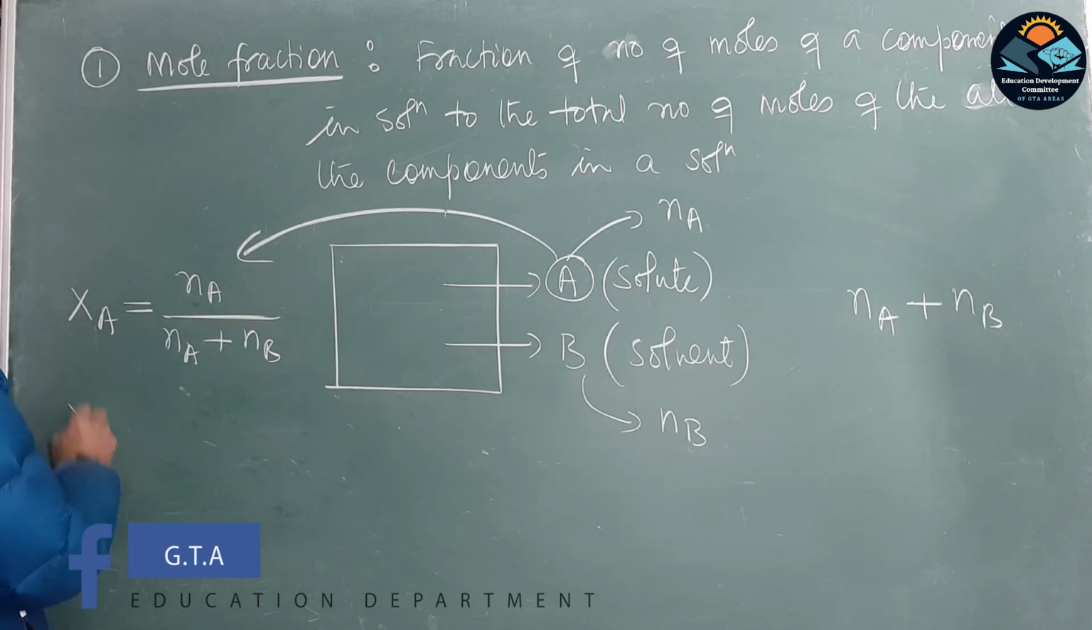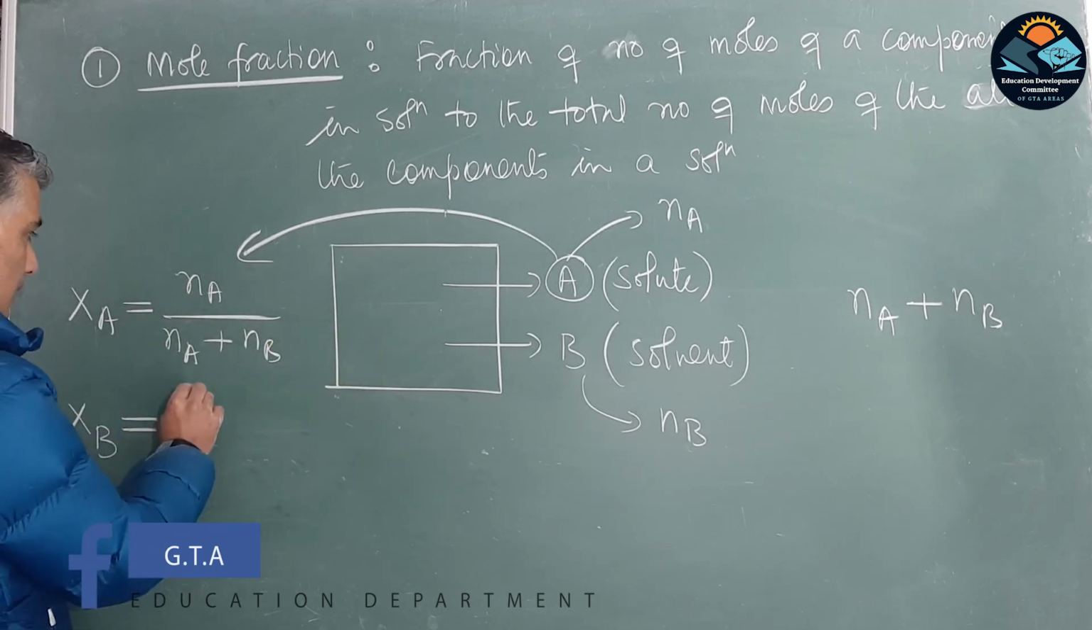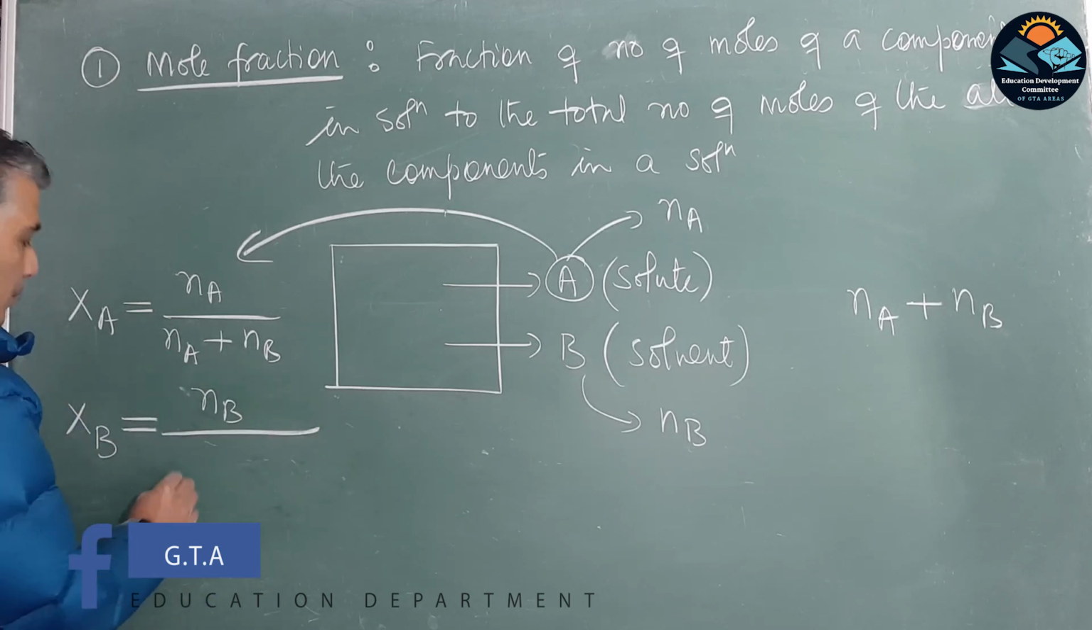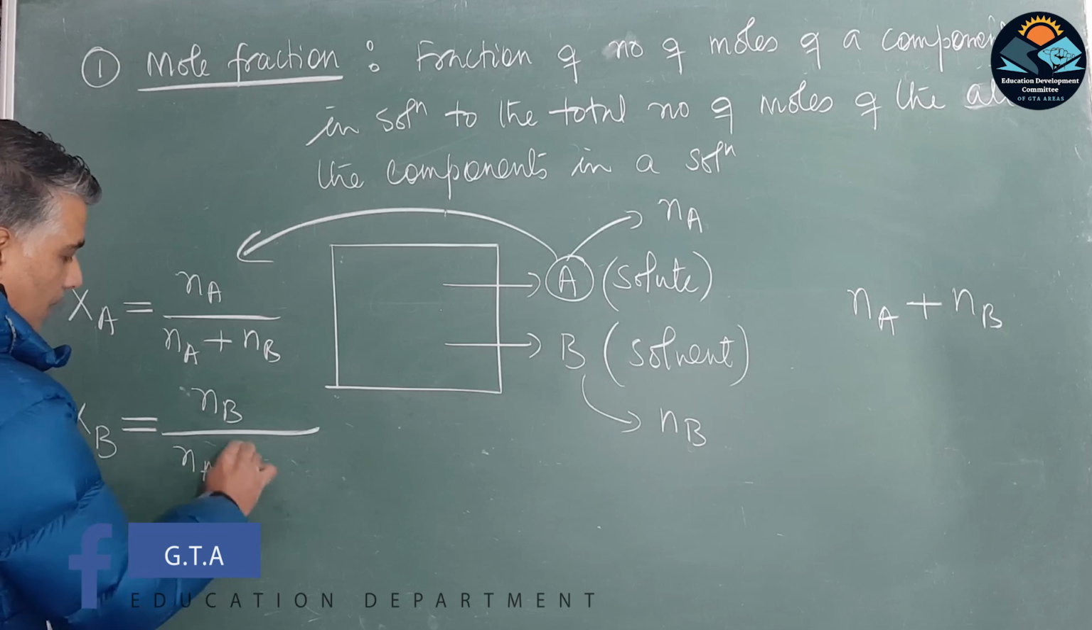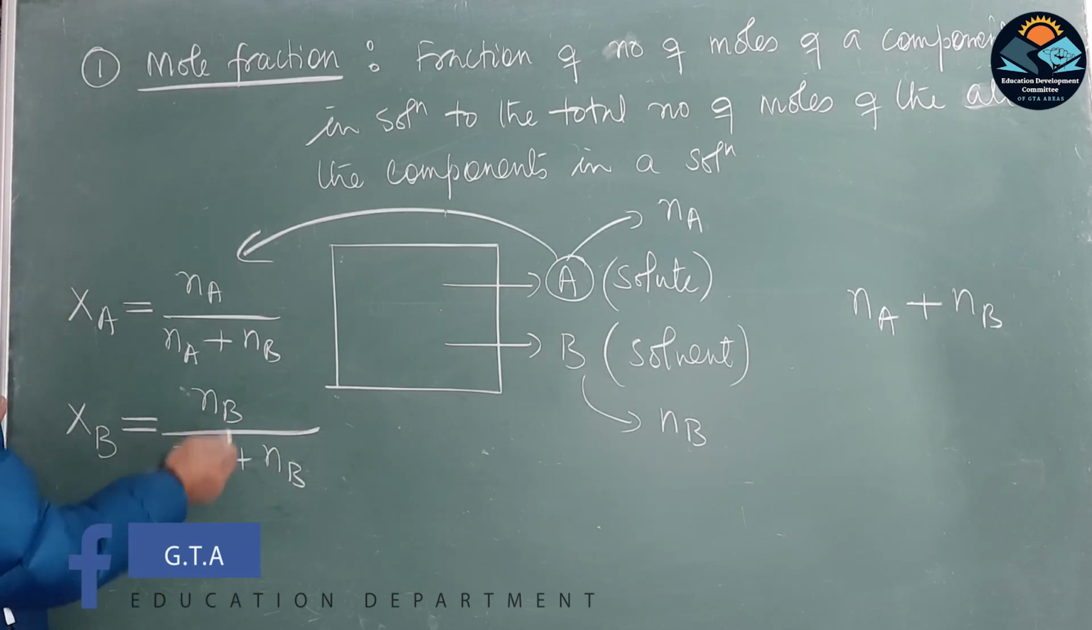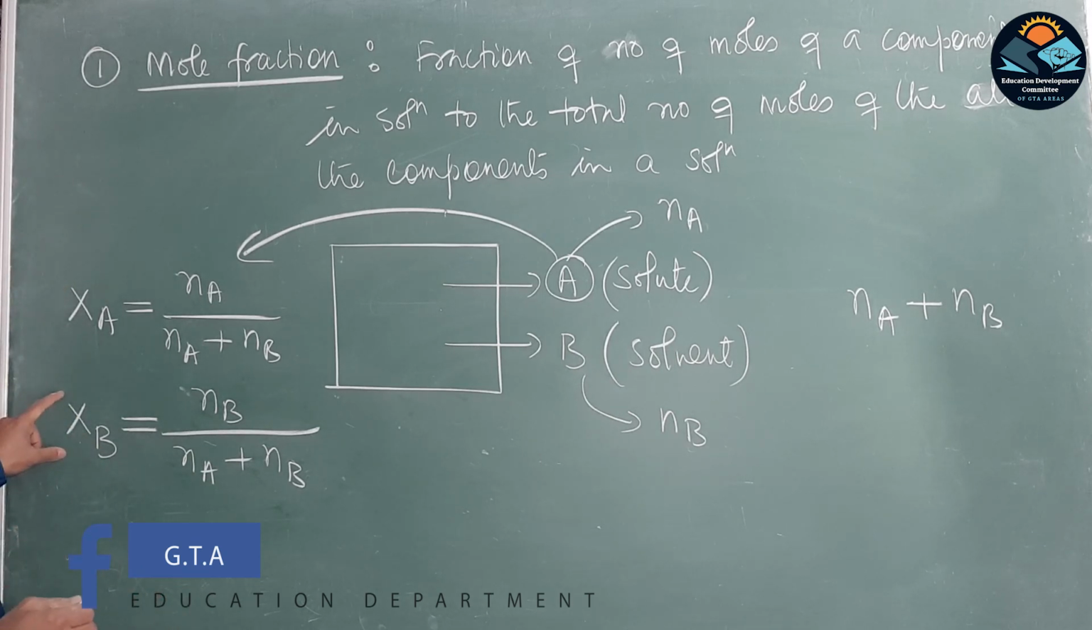Similarly, how do you find the mole fraction of B? When you divide the number of moles of B, this time Nb, by the total number of moles of all the components, that is Na plus Nb, that fraction of the number of moles of B over the total number of moles of all the components is going to be known as the mole fraction of B.